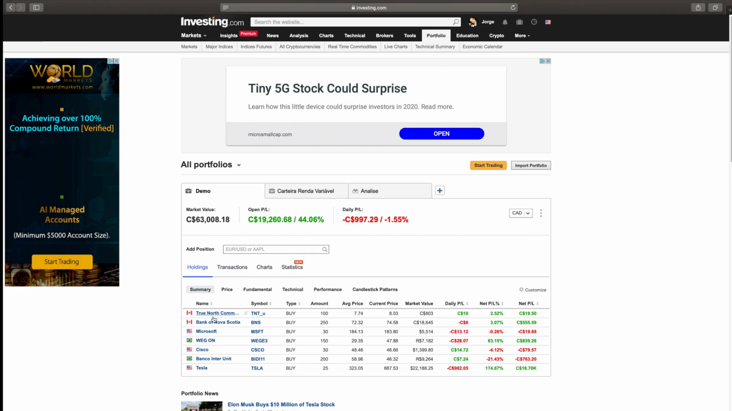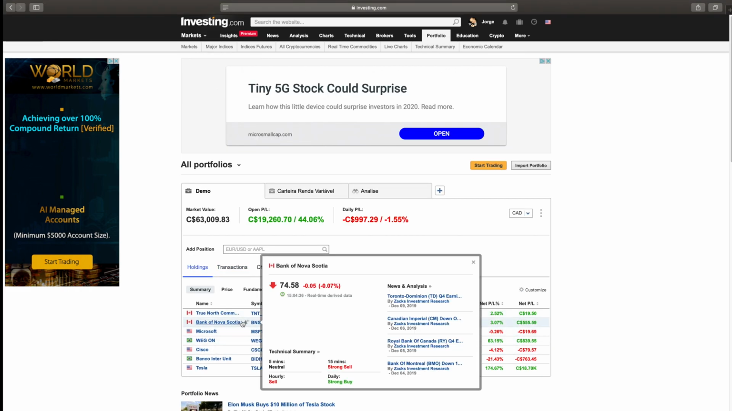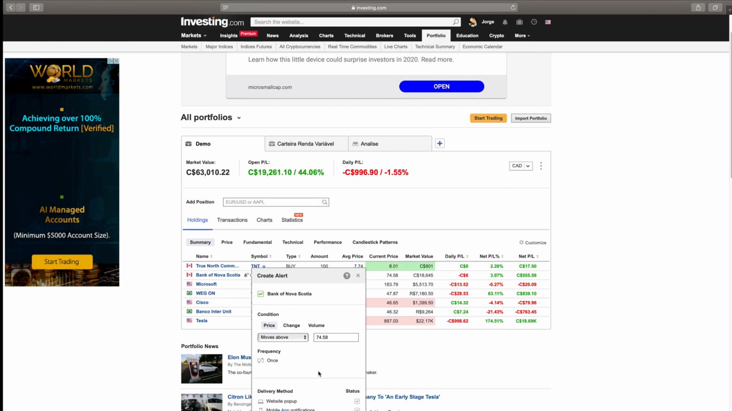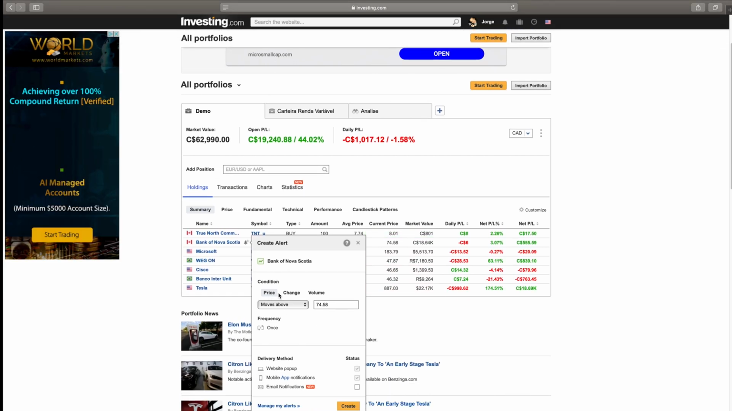Last thing I want to tell you guys is about the alerts. When you pass the mouse over your assets, you're going to see this little bell with the plus sign. This is to create an alert. If I click here, I can create one alert. And the alert can be about the price, about change, about volume.